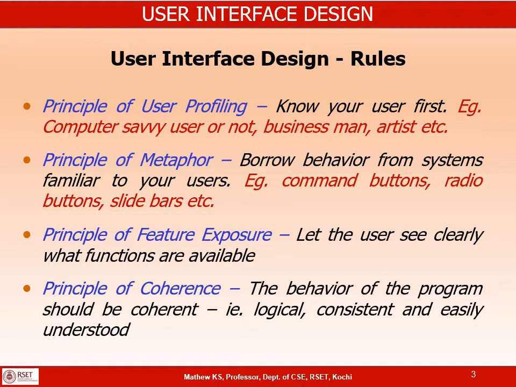Principle of coherence. Behavior of the program should be coherent, logical, consistent, and easily understood. When you design your screens, there could be hundreds of screens. So all the screens should behave in a logically consistent and similar way, so that once a user is familiar with one screen, it will be easy for him to use other screens as well. The behavior of the screens should be consistent across the application. It should not be like one screen behaves in some way and another screen behaves in a different way. Using the same controls, if the behavior differs, it will confuse the user.